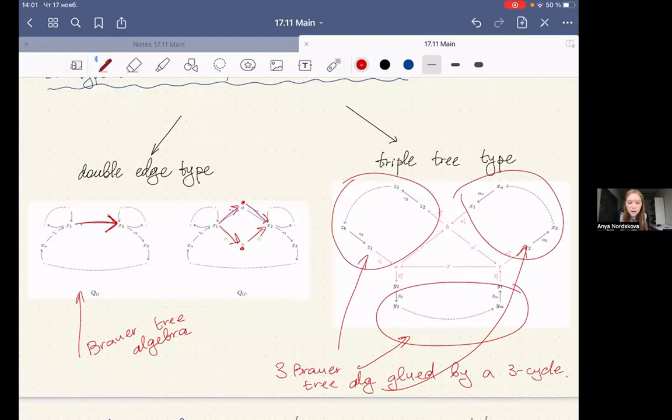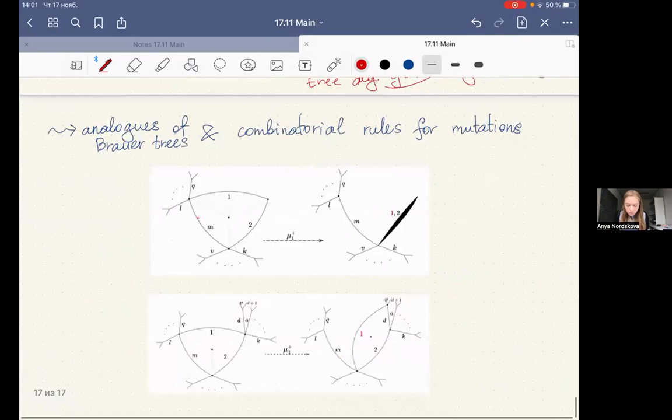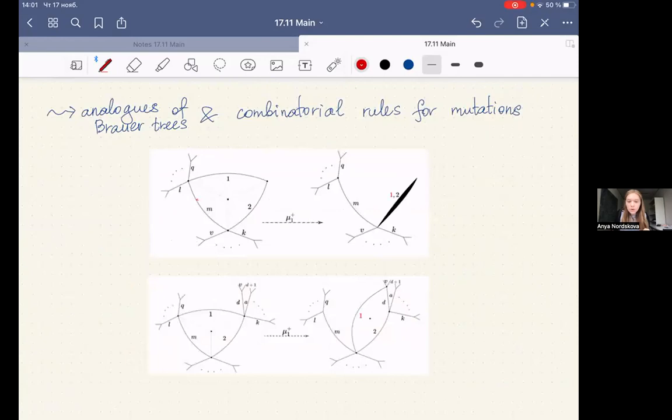And using this, I also have some analogs of Brauer trees, which are now configurations where I can have not only one-dimensional edges, but also two-dimensional cells, or more precisely just one. I can have an edge which is considered as a double edge, and I have similar rules for mutations, which replace the classical theory of Brauer trees. So I'm a bit over time, and apologize for that, but thank you very much.